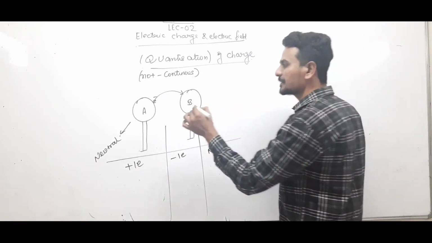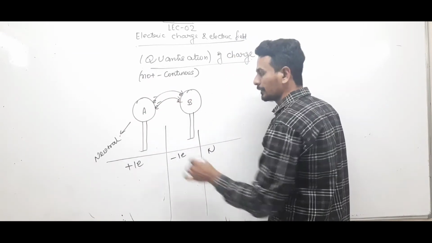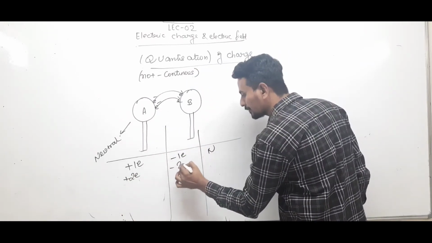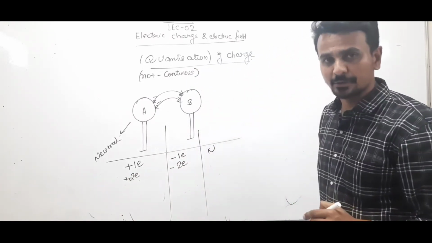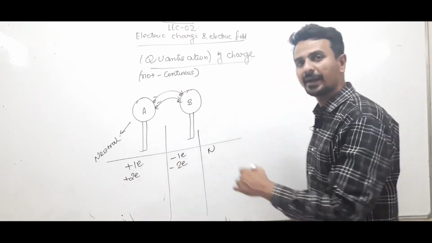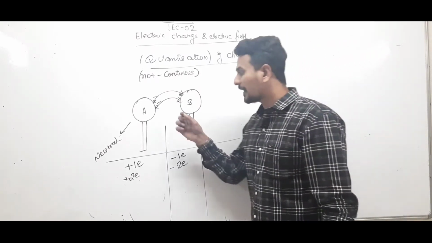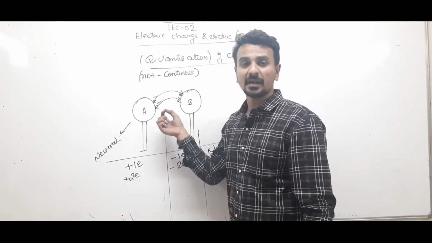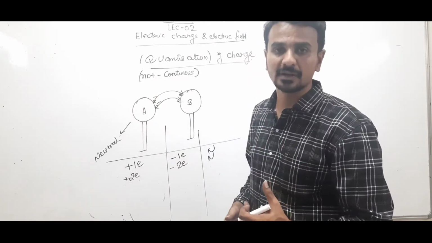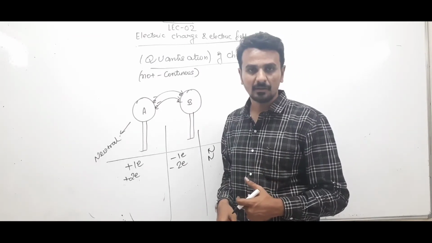Suppose two electrons are being transferred from A to B. So A will have plus 2e charge, and B will have minus 2e. B is gaining electrons, so it will have negative charge. A is losing electrons, so it will have positive charge. Again they are neutral. Now if I am saying that A is losing half the electron, 1/4 of electron, 3/4 of electron, is it possible? No, this is not possible, right?